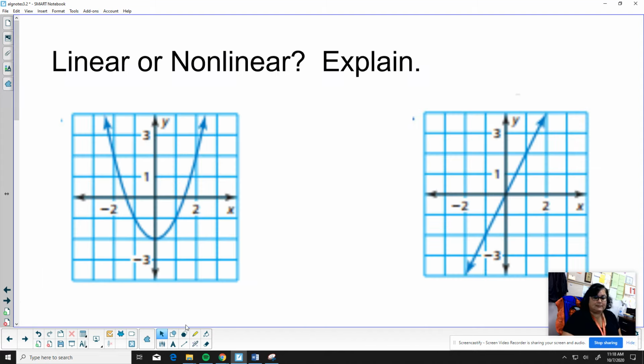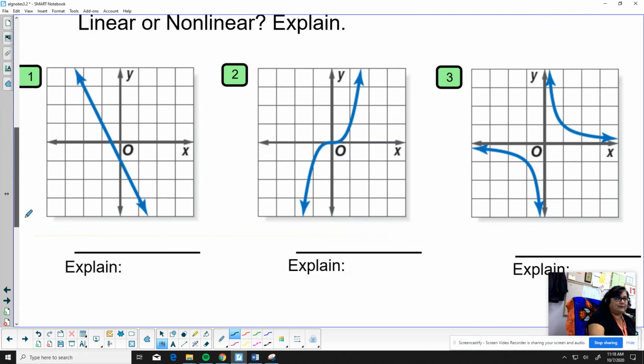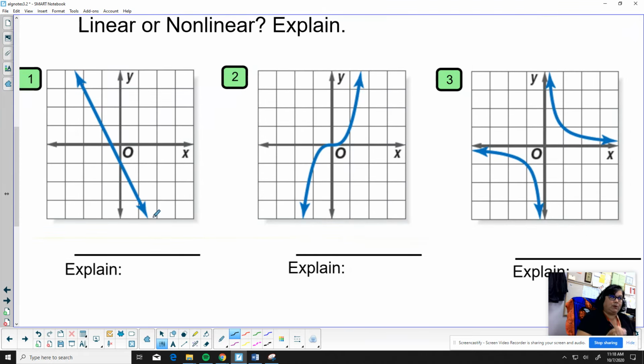Okay, if we look at these images, this first one is called a parabola. It is nonlinear because it is not a straight line. The second one is a straight line, so it is linear. We've got more of these. Why don't you press pause and try the rest of these? I think there's 6 more, and then I'll do them as well, and you can check to make sure you're correct. So number 1 is linear, and number 2 is nonlinear.